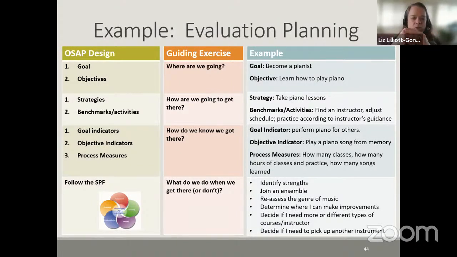This is asking you, where are you going? Our example here today is about becoming a pianist. So that is your goal. You want to become a pianist. So one of the objectives to reach that goal is learning how to play the piano. Pretty straightforward here. The strategy and the benchmarks and activities are about how you are going to get there. So one of the strategies that you would do in order to learn how to play the piano would be to take piano lessons so that you can eventually become what you would consider to be a pianist.